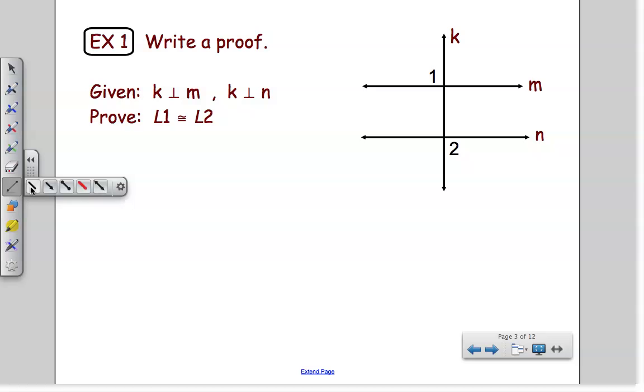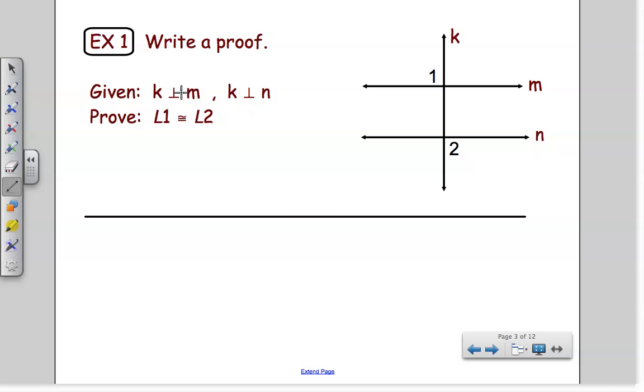So hopefully you're thinking something along the lines of, I know what perpendicular means and what that implies about angles 1 and 2. You should be thinking, I know what kind of angles 1 and 2 are, and then we're going to use right angles congruence theorem that we just talked about. So, statements and reasons for my 2-column proof.